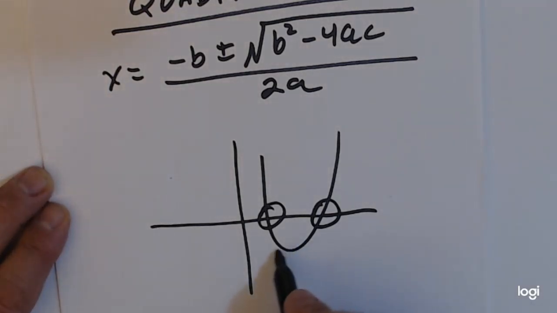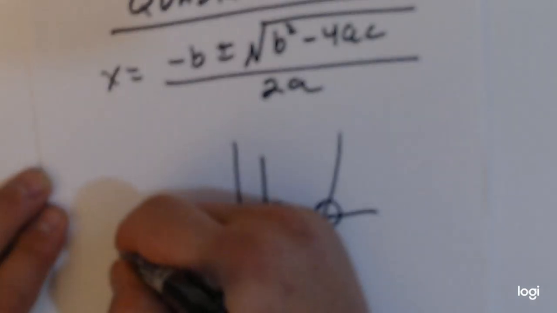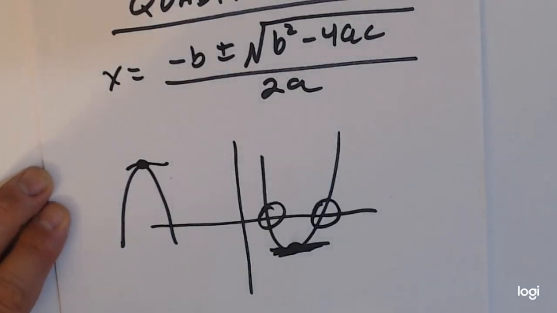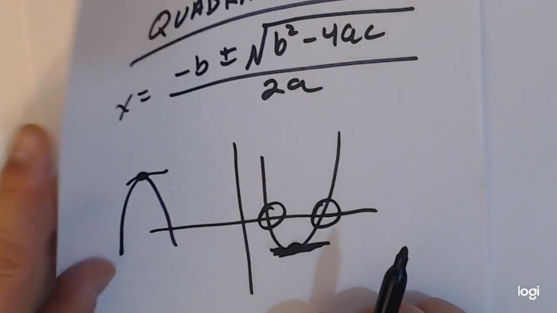I'm also going to show you how to find that point, the vertex. It could be there, it could be here, but that point is the vertex. Another important point. So let's get going here.